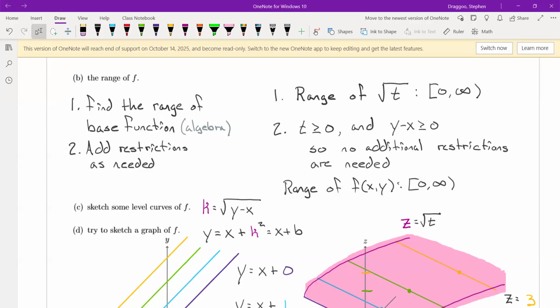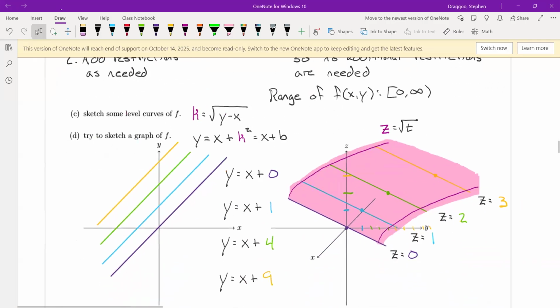So for this particular example, my base function is the square root of t. I just have a square root function, and I know its range is 0 to infinity, including 0. And the inside of our actual square root, the one that we have in our multivariable function, is y minus x. So there are no real numbers we can't hit on the inside of that square root. As long as our inside is nonnegative, which we've already made sure that we have, we won't run into any other restrictions. So the range of our function, square root of y minus x, is the same as the base function: 0 to infinity. Again, not a lot of excitement happened, so it's a little difficult to see some of the nuance to these problems. So I want to add in a second example.